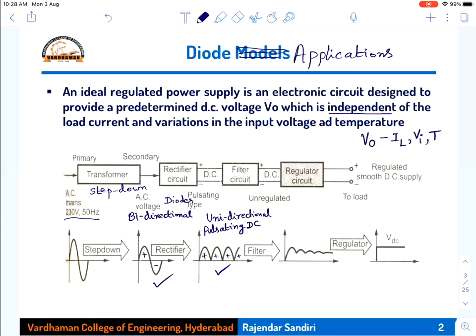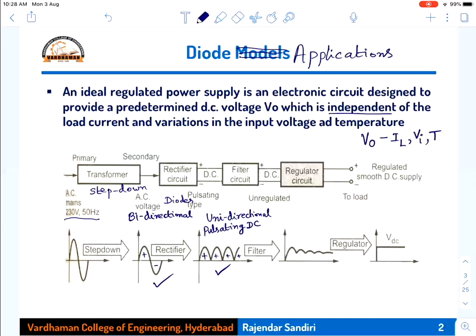In that process, it is eliminating the ripples present in the output. Ripples are nothing but AC content. The AC portion of the entire AC plus DC will be reduced and the DC portion will be passed through. So that way, this pulsating DC is converted into a DC signal which has some ripples, but most of the AC is eliminated. So that waveform will look like this.